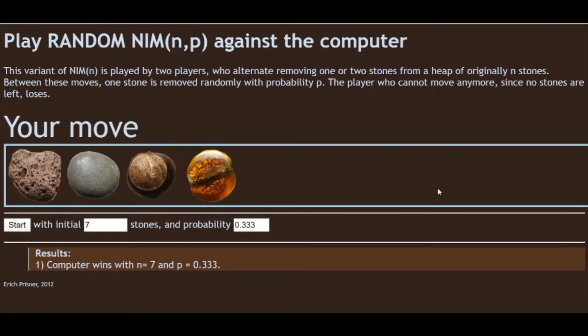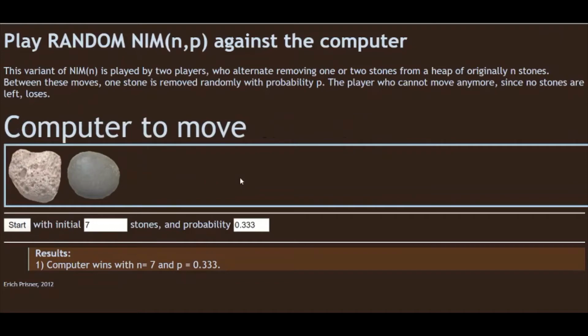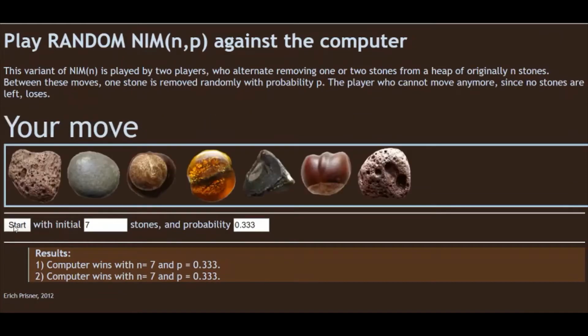What do we do? Well, if we would remove 2 stones, then certainly the computer would be able to finish, whether or not one of the 2 stones is crumbling between or not. So 2 stones is not a good idea. Maybe we try to remove 1 stone. Then, okay, let's see. 1 stone is removed randomly. Computer wins again. Let's try it again, just once more.